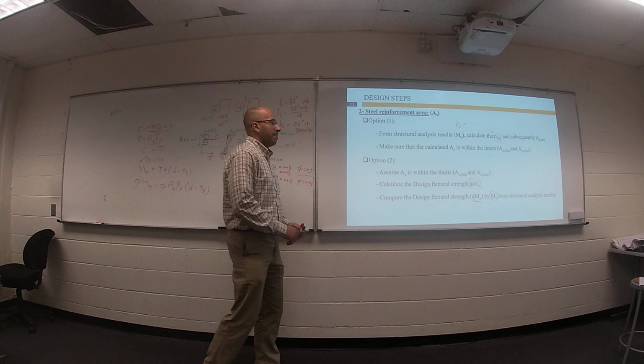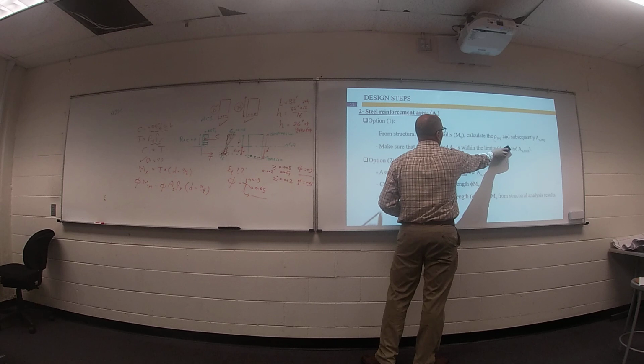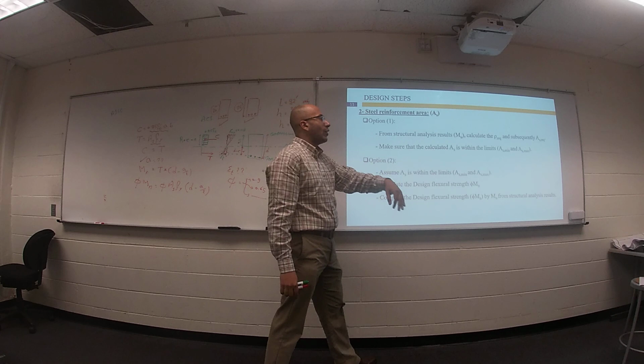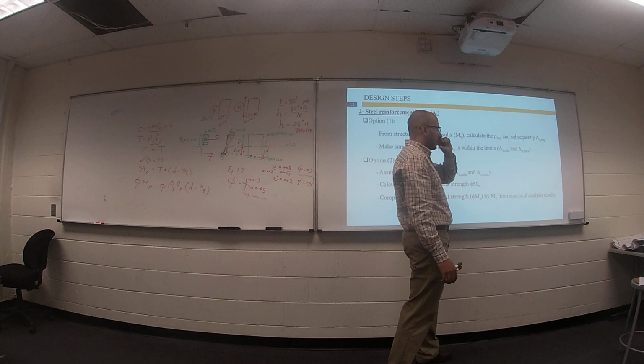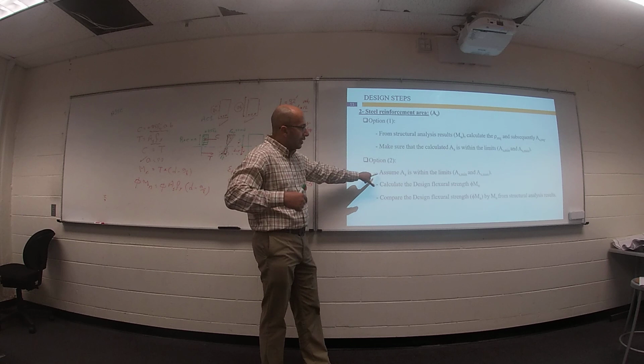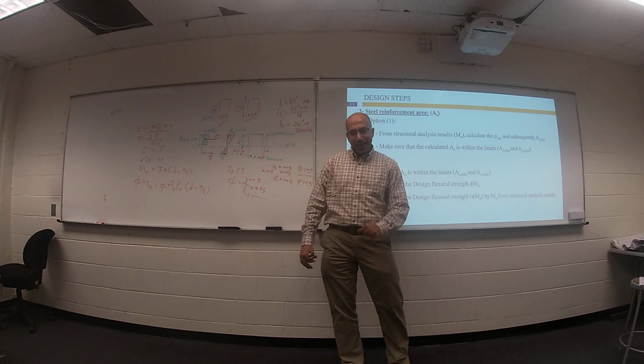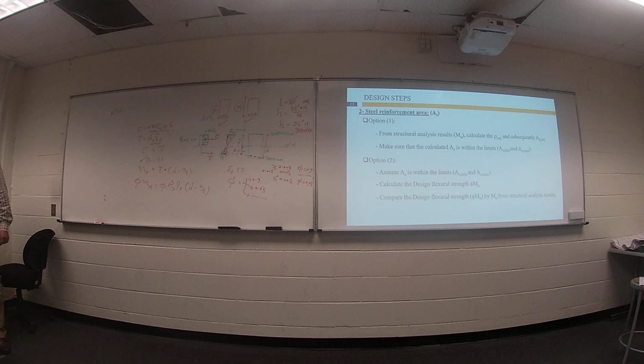So as you like, when you are looking for area of steel reinforcement, you have two options. First option, you can get the actual area of steel required and check that it is between minimum and maximum. Or you can assume area of steel and be sure this area of steel gives a design moment enough to cover the applied moment from structural analysis. Any question?